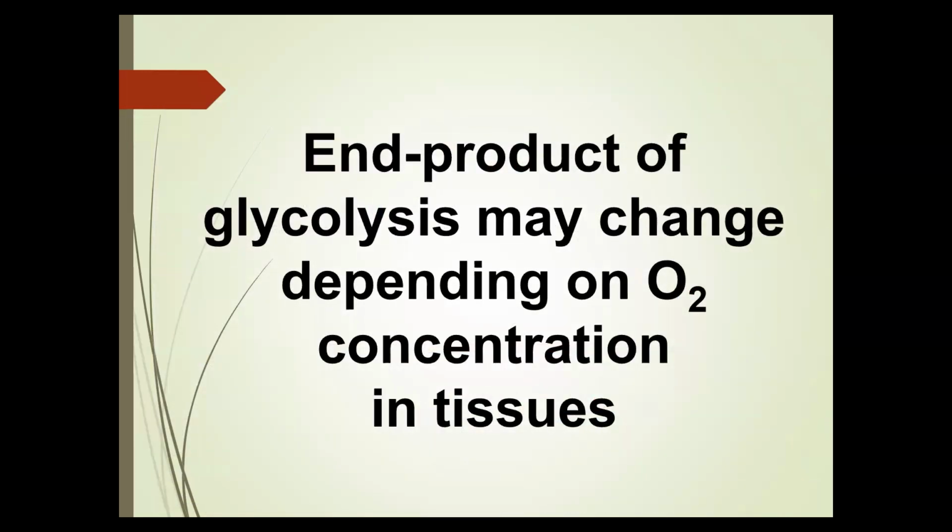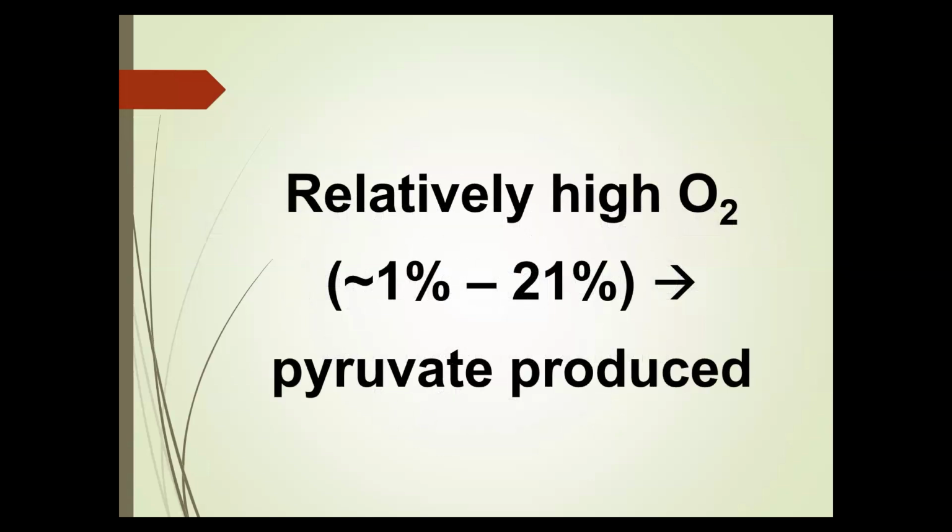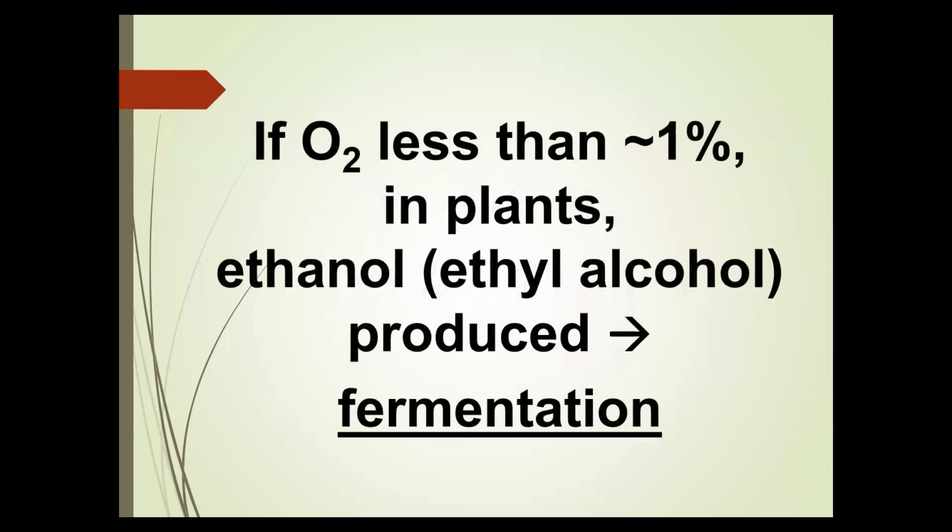The end product of glycolysis may change depending on the oxygen concentration in plant tissues. With relatively high oxygen, from approximately 1% to around 21%, pyruvate is produced when glucose is metabolized. However, if the oxygen level is less than around 1% in the plant tissues, ethanol, also known as ethyl alcohol, will be produced instead of pyruvate. This process is referred to as fermentation.